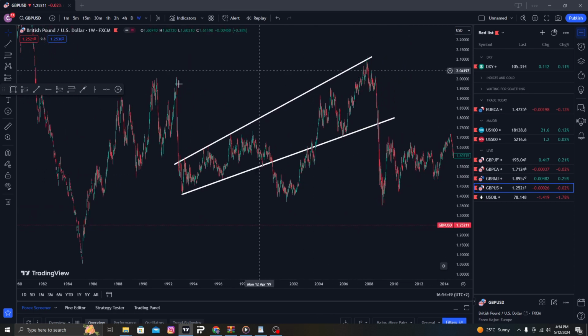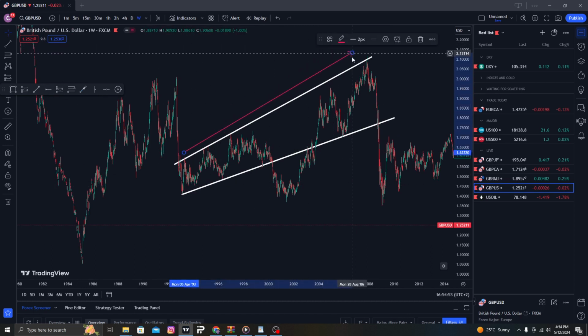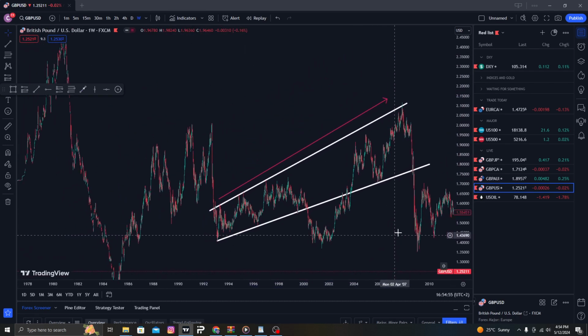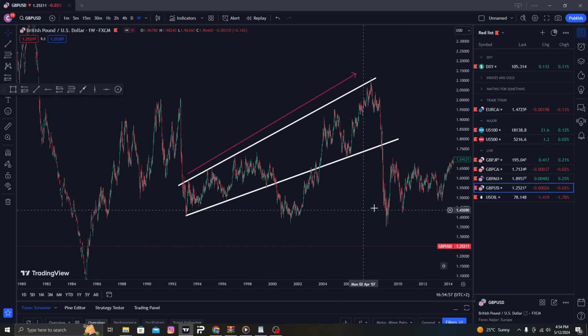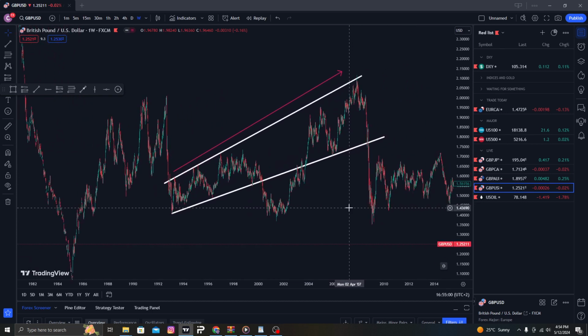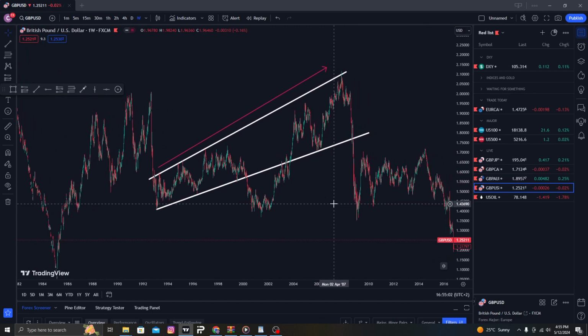So as you can see, the direction of this thing is going up. It's an uptrend. It's going up. Do you see it, guys? Do you understand this?